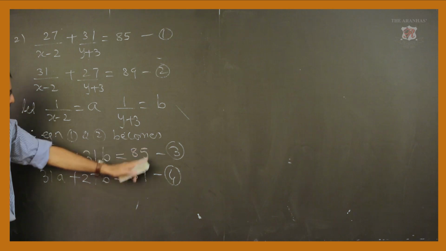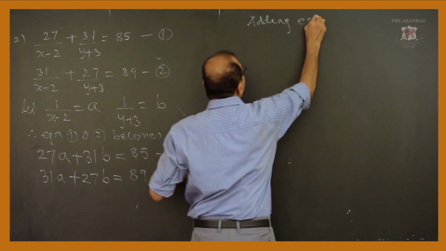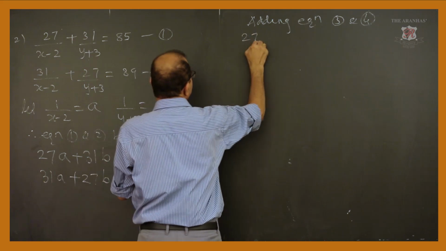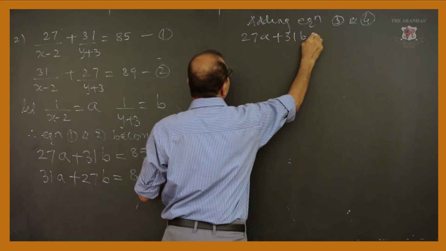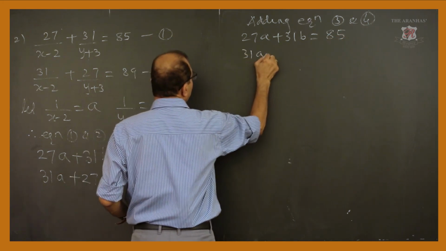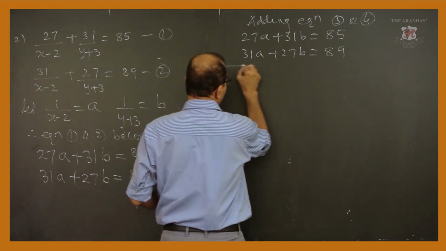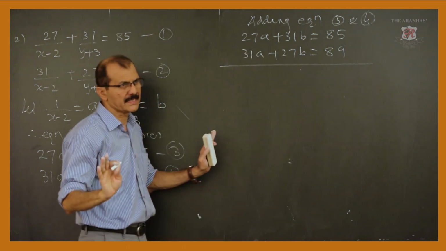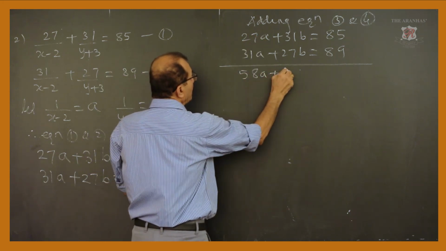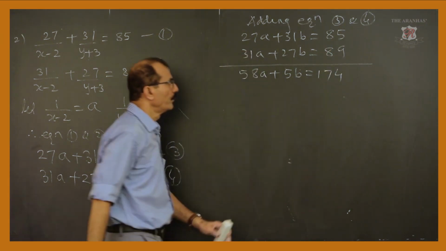Now, on adding equation 3 and 4, what we get, see, 27a plus 31b is equal to 85. 31a plus 27b is equal to 89. Now, adding means no change in the sign, straight away add. 58a plus 58b, 9 plus 5, 14, 174.